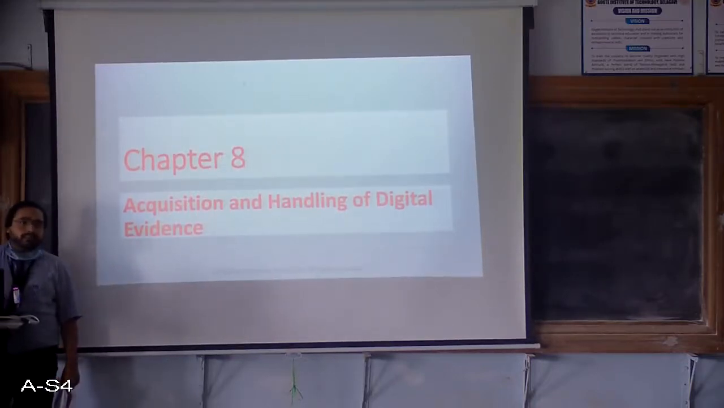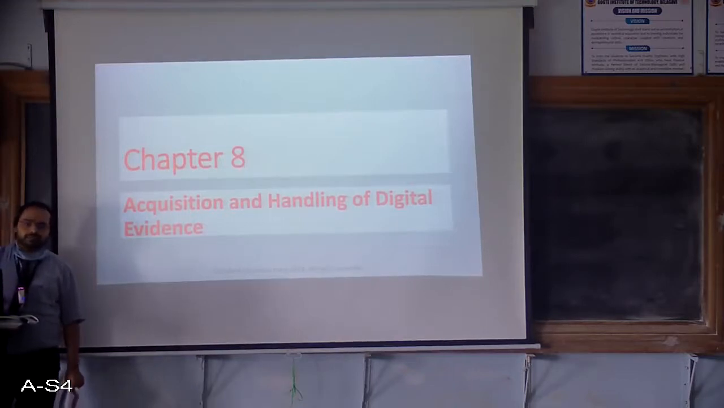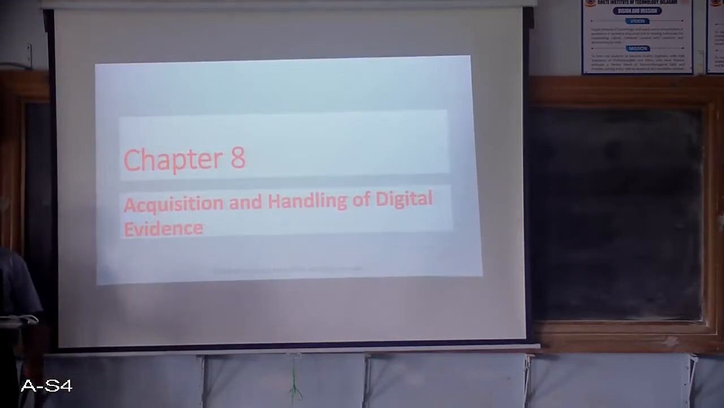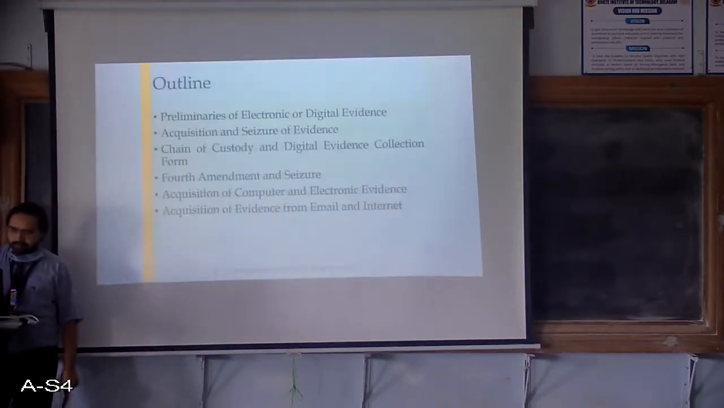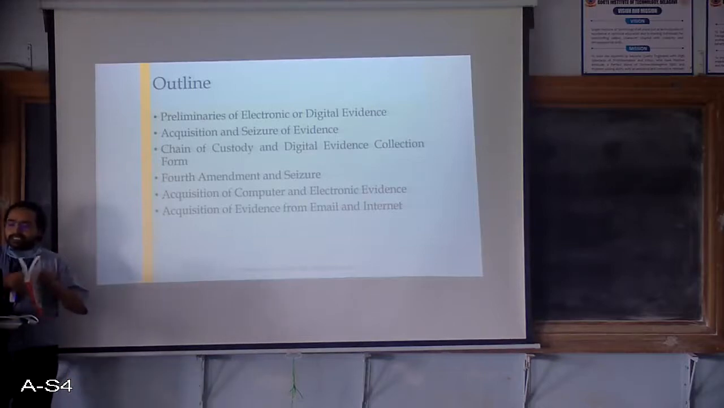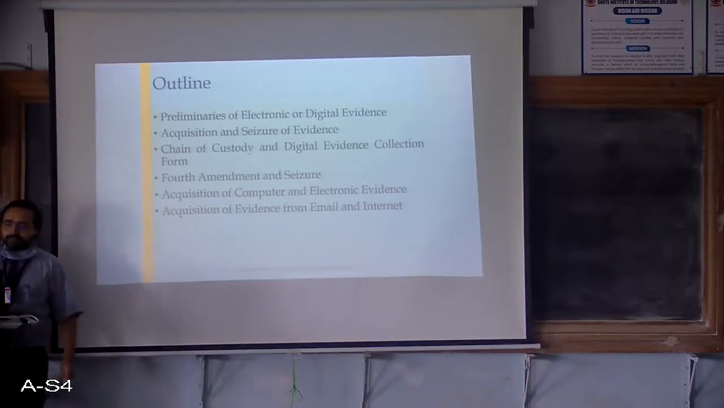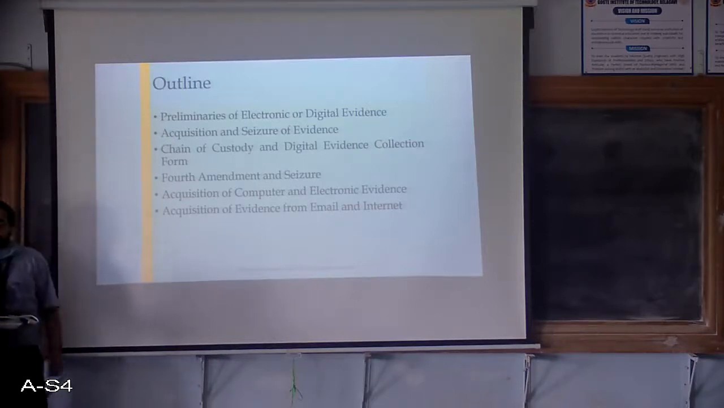So in this, now that we have seen the definition of evidence and the types of evidence, we will now see how to acquire the evidence and how to handle the digital evidence. Now we are going to discuss a few things in this chapter, basically how to acquire the data and how to seize the evidence. So we are going to discuss acquisition and seizure of evidence. Then we are going to discuss chain of custody and digital evidence collection form.